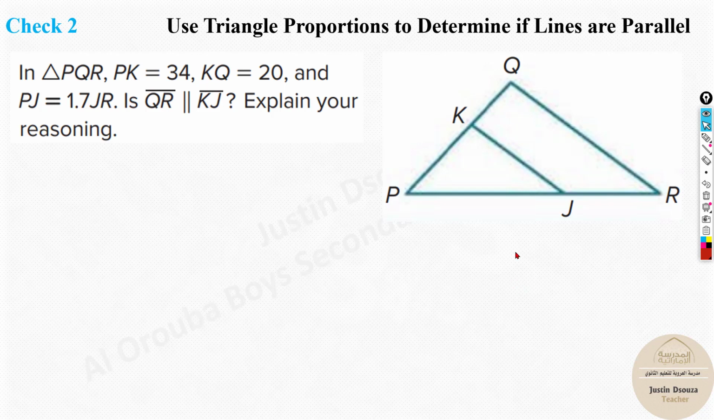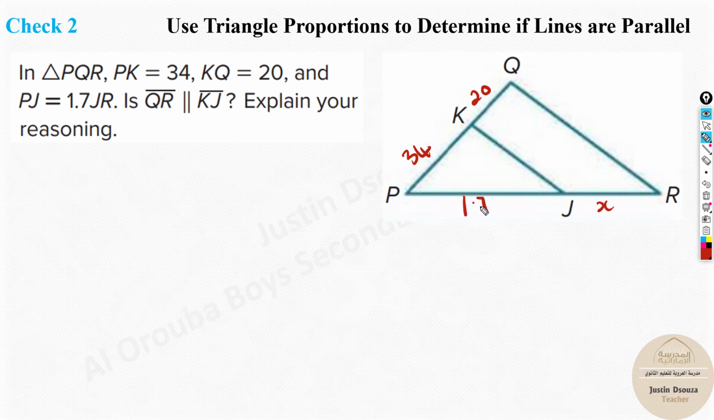Now let's see a check problem. In triangle PQR, PK is 34, KQ is 20 and PJ is 1.7 JR. Is QR parallel to KJ? Explain your reasoning. Now let's write what is given one by one. PK is this dimension, given to be 34. KQ is given to be 20. Now PJ is 1.7 times JR, sorry, my bad. I'll take this JR as x.